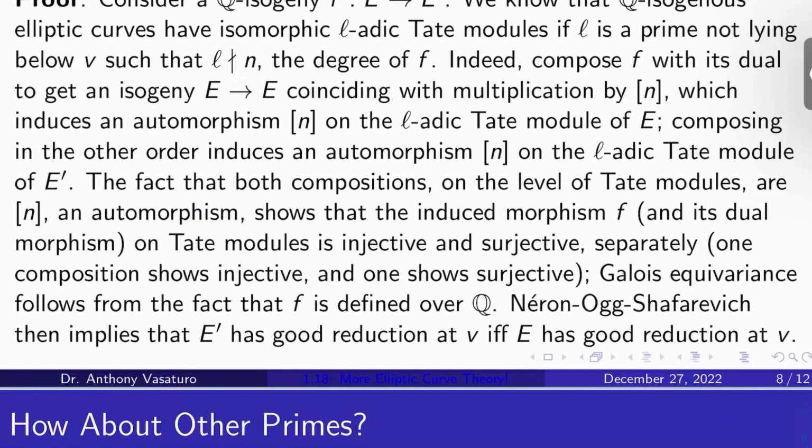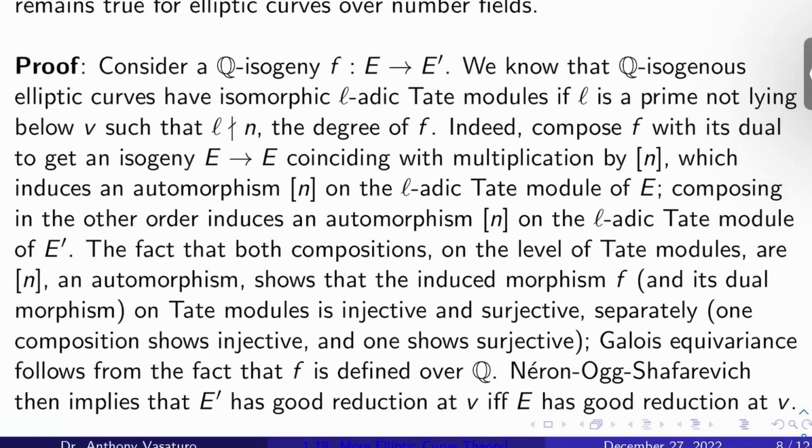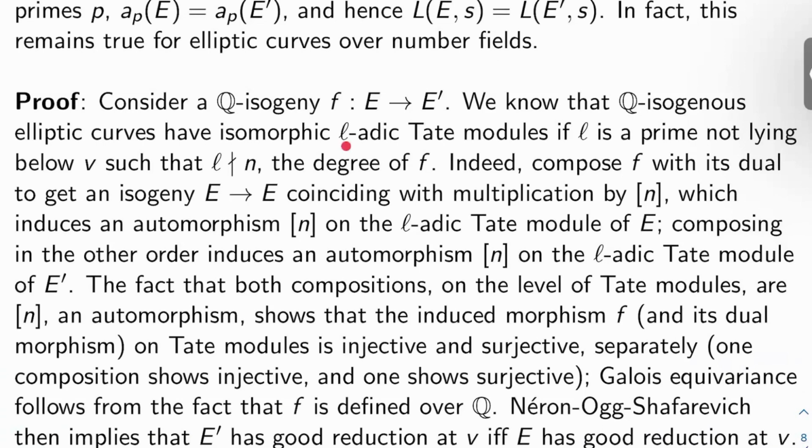And so the fact that both of these compositions on the Tate module are automorphisms shows that the induced morphism F and its dual morphism on the Tate modules are injective and surjective separately. One composition shows that F is injective and the other shows it is surjective. I'll leave that as an exercise for you to work out. It's easy. Okay. Now I actually claim that these L-adic Tate modules are Q isomorphic.